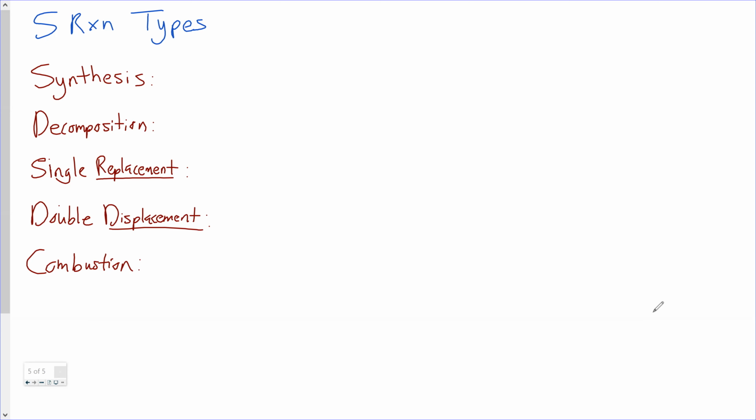Anybody know what synthesize means? What does synthesize mean? Or can somebody tell me what decomp means? Decomposition is breaking down. Excellent. All right. So here's how you recognize a decomposition reaction. You're going to have one reactant. I'm just going to say AB. One compound, and it is going to break down into 2 products. Possibly more. But that's how you're going to recognize it.